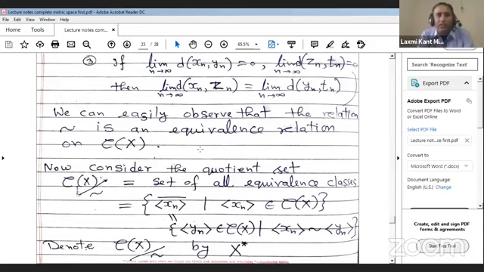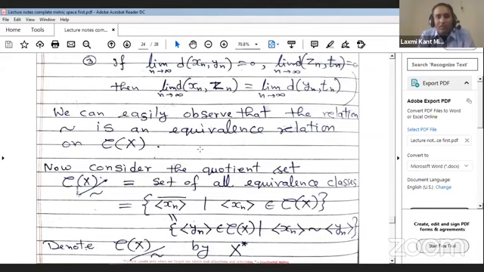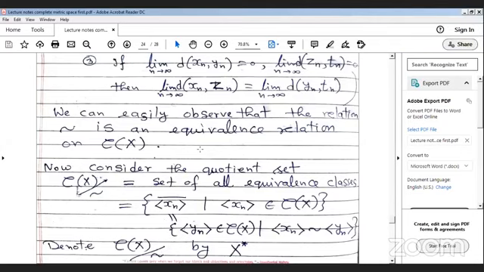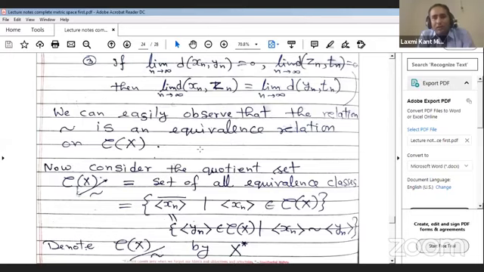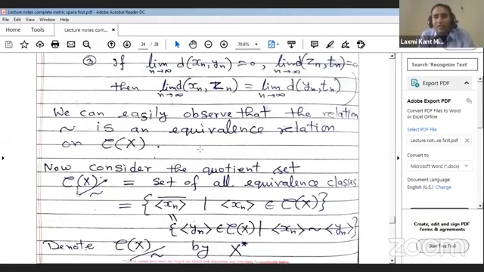Third, if the limit of d(xn, yn) is zero, and the limit of d(zn, tn) is also zero, that means there are four Cauchy sequences, and the distance between first and second tends to zero, and the distance between third and fourth also tends to zero, then the limit of the distance between first and third is the same as the limit of the distance between second and fourth. We can easily observe these things.